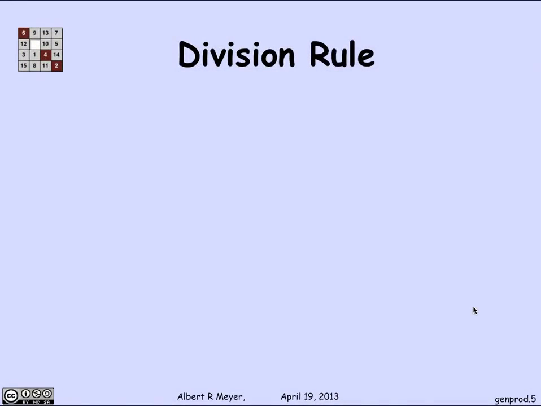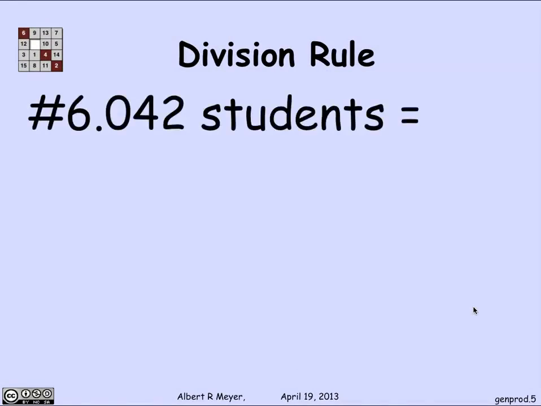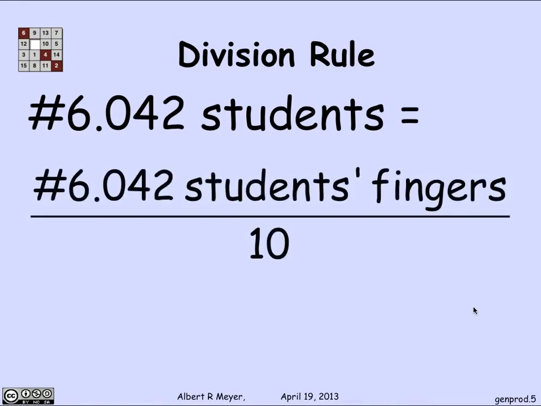Now we come to the generalized bijection rule, which is called the division rule. And a simple, memorable way to illustrate it is if you wanted to count the number of students in class 6042, you could count the number of students' fingers and divide by 10. Now, it's probably harder to count fingers than students, so this is not meant as a practical method, but it illustrates a basic and straightforward idea. Of course, it's implicitly assuming that we don't have any instances of amputations or polydactylism, and that, in fact, every student has exactly 10 fingers.